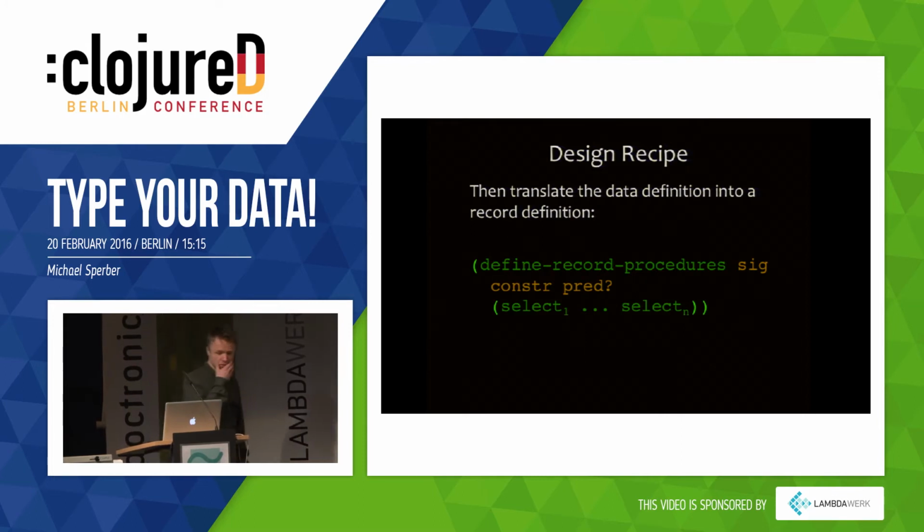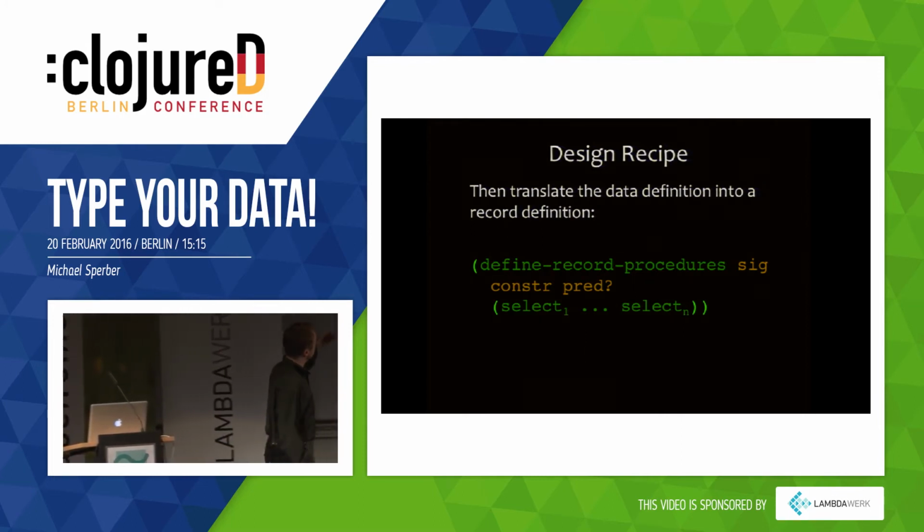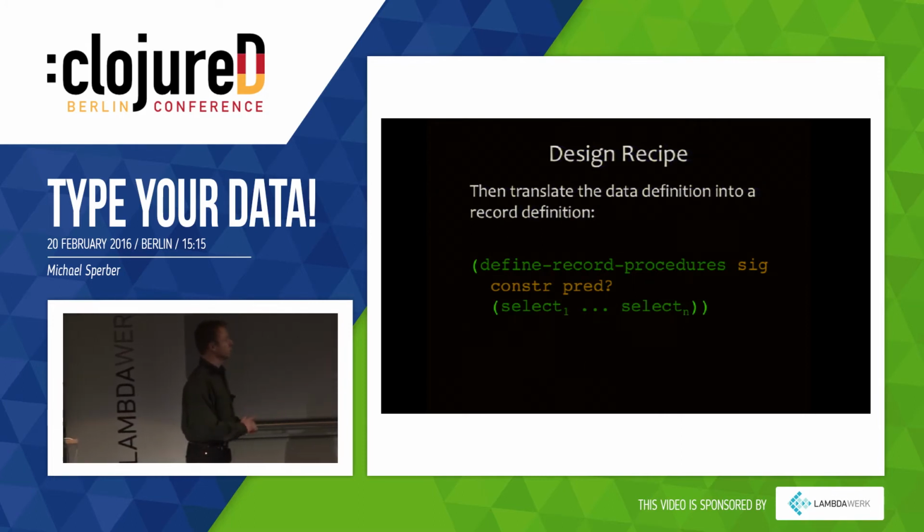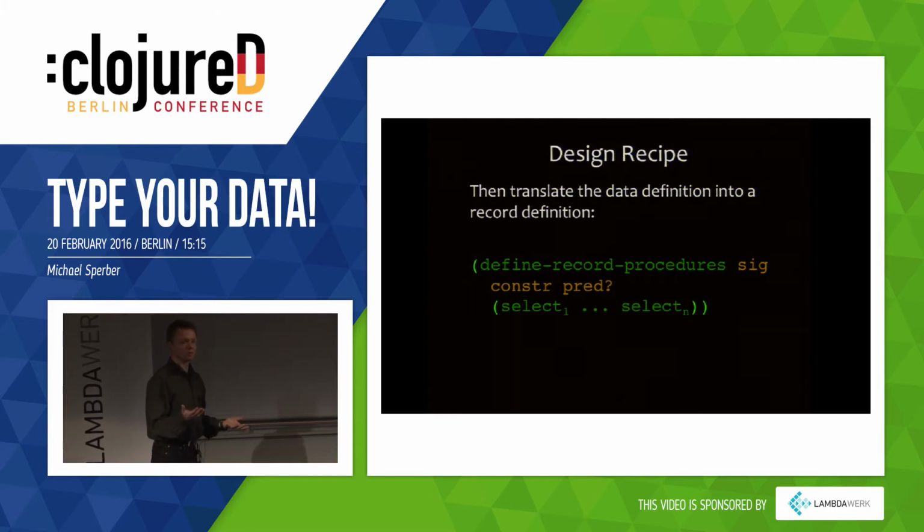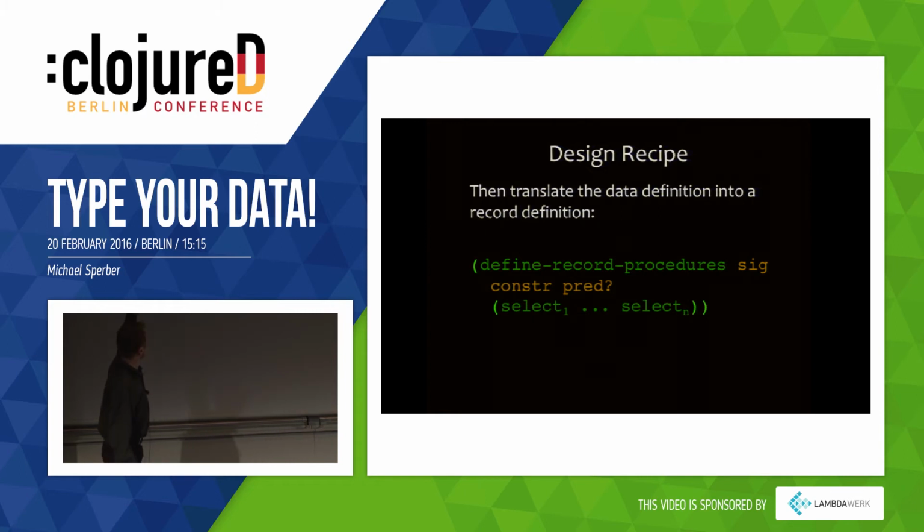So when you've written that structured comment, you translate it into what is in the teaching language a record type definition. And that looks like this. So it says define-record-procedures, which is a keyword. Then you give that thing that you're naming a name, the signature. You give the names to the constructor, a predicate, and a bunch of selectors or getter functions.